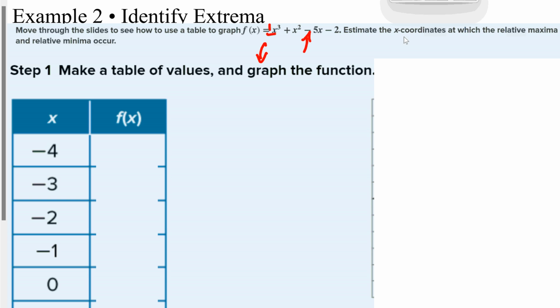But then we're going to estimate what the x coordinates are of our relative maxima and relative minima. Those are just extrema, what they call extrema. And so those are just your relative max and relative mins, just kind of different words used for it.